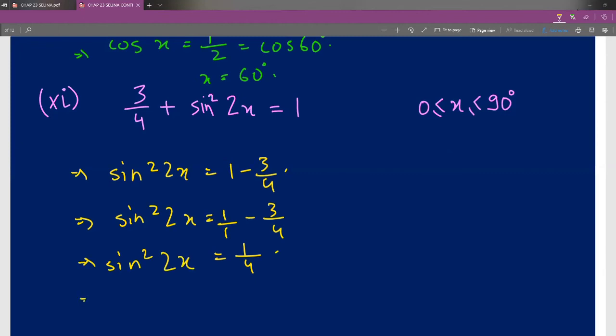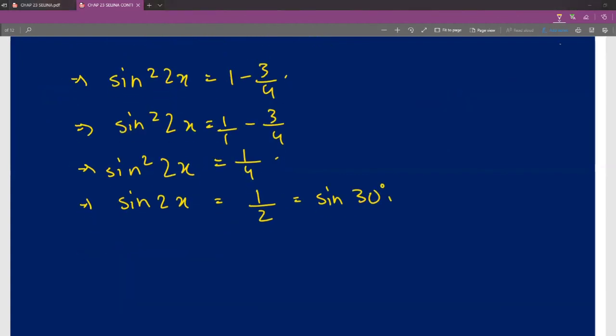So therefore, the square that is present in the LHS in sine square 2x, that will go to the RHS. So I can write this as sine 2x is equal to 1 upon 2. So therefore, we need an angle such that the sine of that angle will be equal to 1 upon 2. So therefore, that angle will be 30 degree. So scroll down a bit. So therefore, 2x is equal to 30 degree. Therefore, x will be equal to 15 degree.